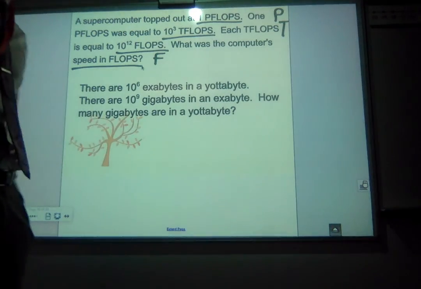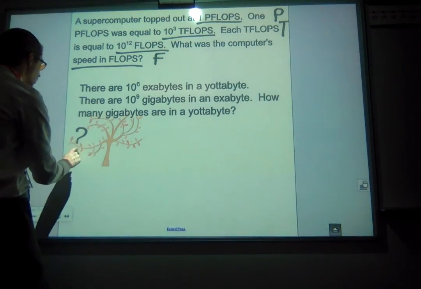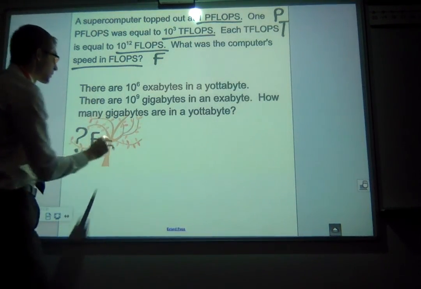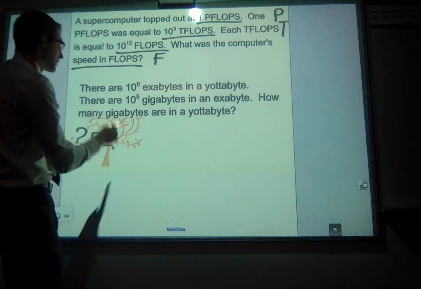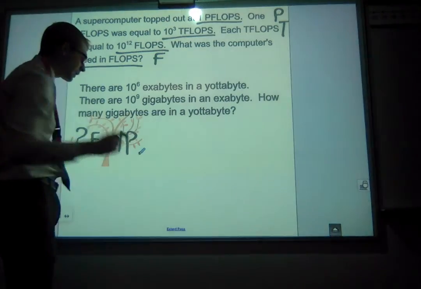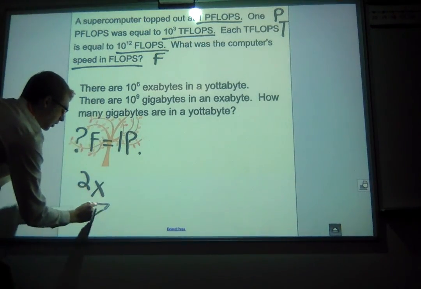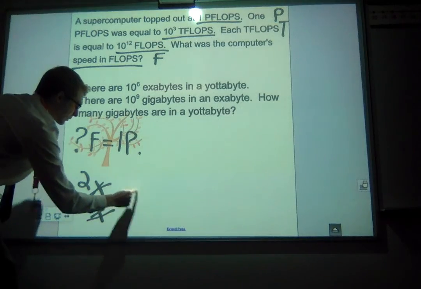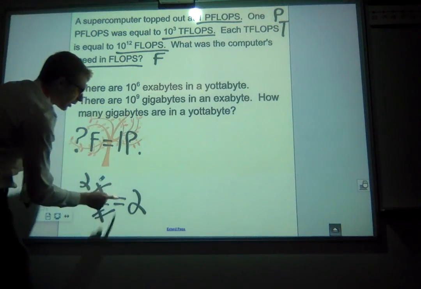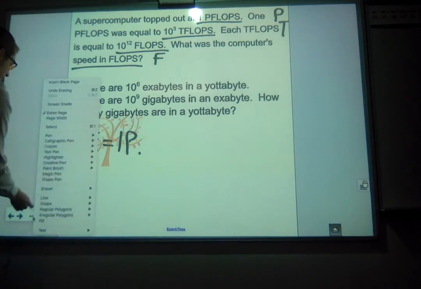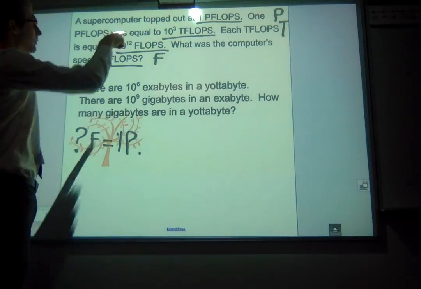So the first part of the problem-solving process that we're going to work on is we need to find out what we are looking for. We can see here we're looking for the speed in flops. So that's what we're trying to solve at the end of the day. What we do know is a supercomputer topped out at 1 pflops. So we're at 1 p, and if you remember from the past, if we have 2x over x, we know that x cancels and we're just going to be left with 2. So the same idea applies here. We're just going to try and get rid of the units that we don't want and be left with a unit of flops.